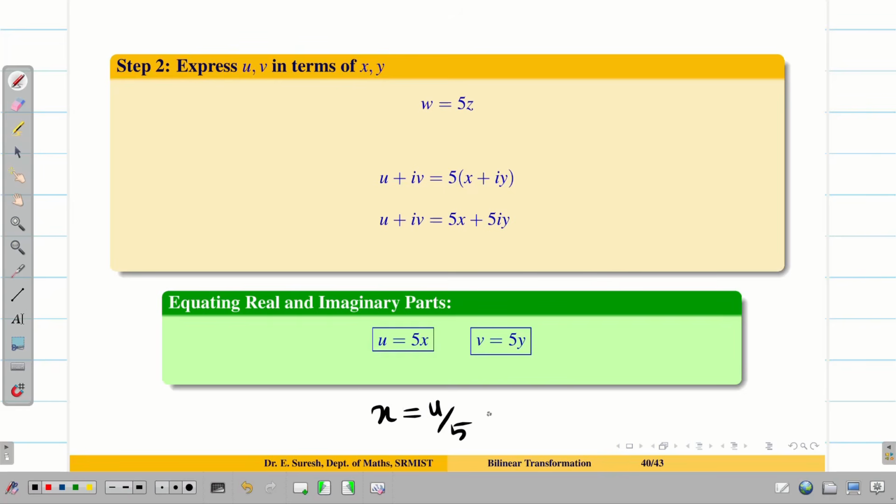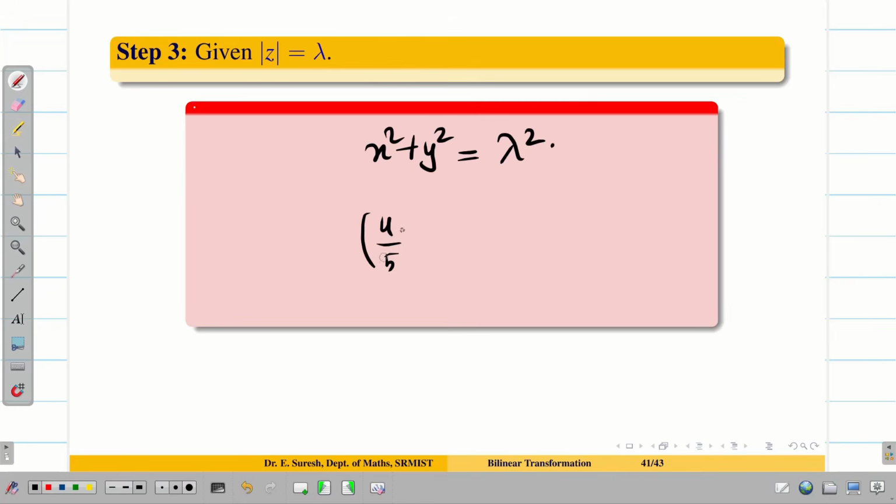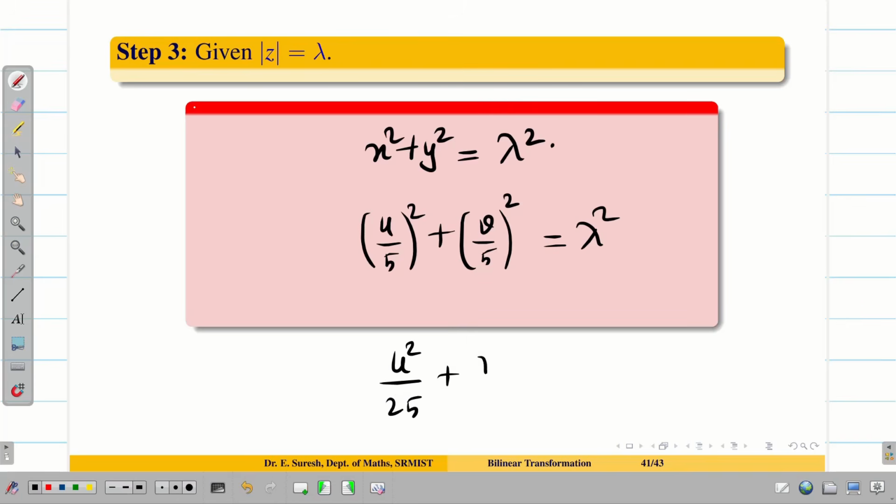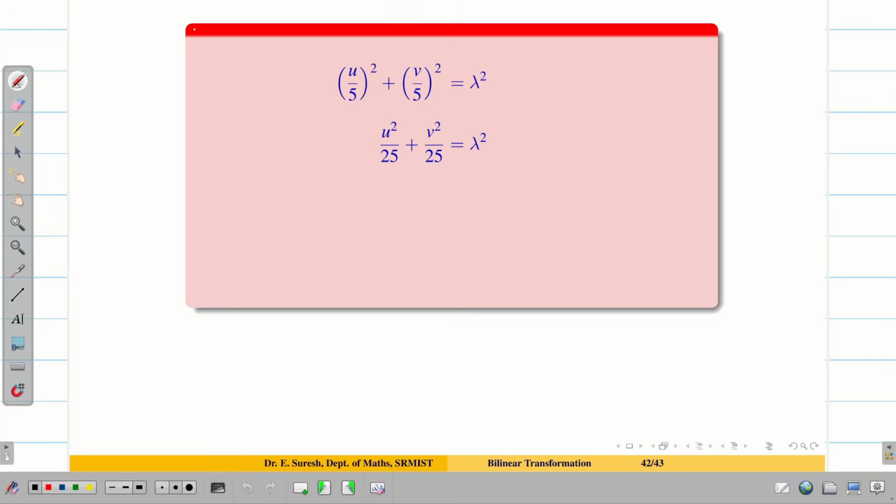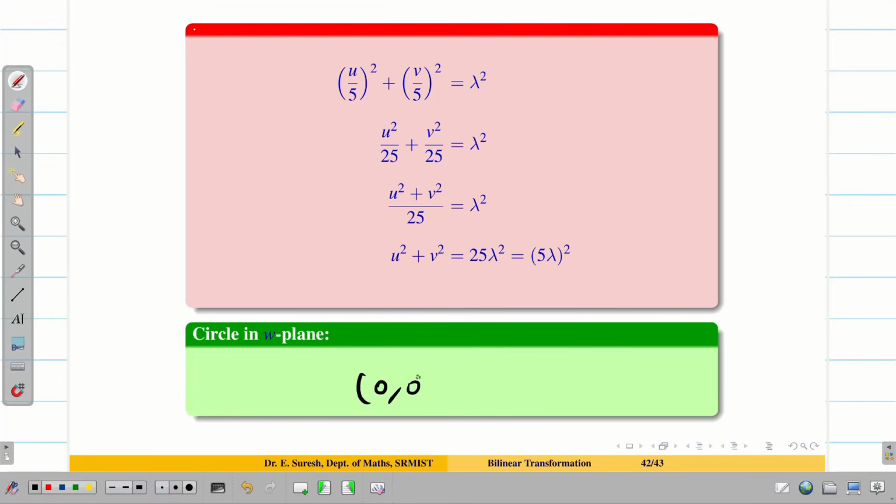So x is equal to u by 5 and y is equal to v by 5. Let us substitute x and y in the equation. Then we get the equation in terms of u and v. (u by 5) whole square plus (v by 5) whole square is equal to lambda square. So we get u square by 25 plus v square by 25 is equal to lambda square. Simplifying further, we get u square plus v square is equal to 25 lambda square, that is simply (5 lambda) whole square. Now the center is (0, 0) and the radius is 5 lambda.